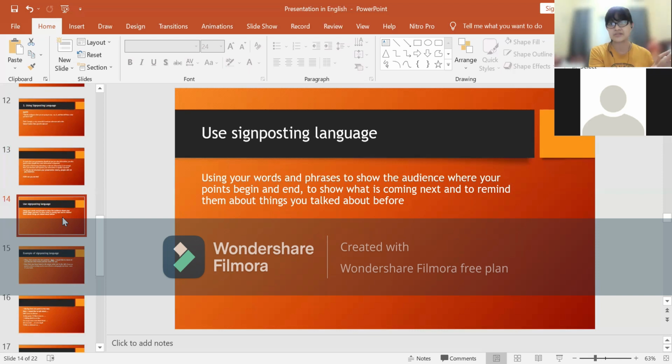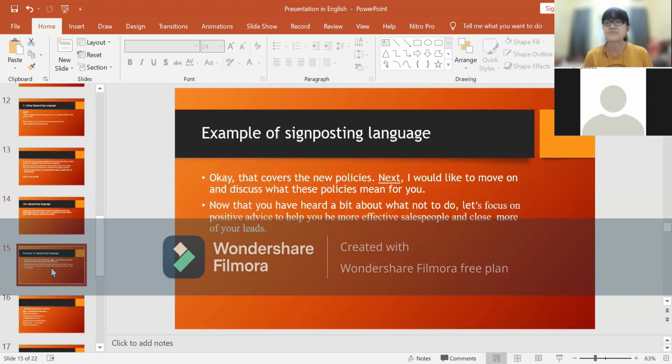And to remind them about things you talked about before. It's like a transition in writing, like in an email, where a transition joins one paragraph to another, and it works in spoken language as well. An example of signposting language is: Okay, that covers the new policies. Next, I would like to move on and discuss what these policies mean for you. That's what we call signposting language.